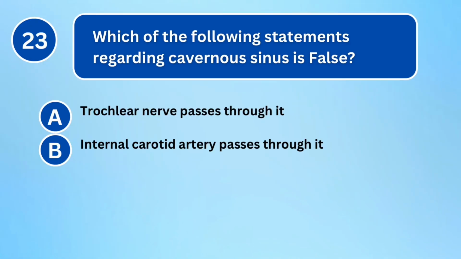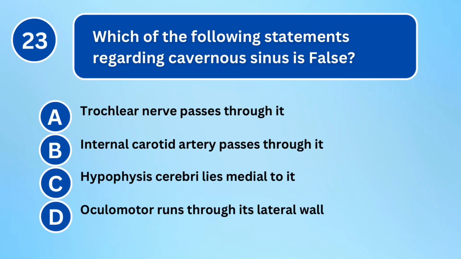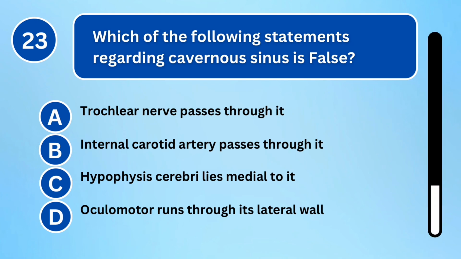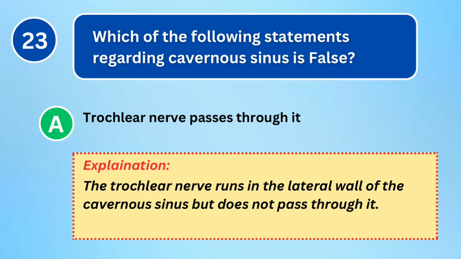Which of the following statements regarding cavernous sinus is false? A. Trochlear nerve passes through it, B. Internal carotid artery passes through it, C. Hypophysis cerebri lies medial to it, D. Oculomotor runs through its lateral wall. Correct answer is A. Trochlear nerve passes through it.